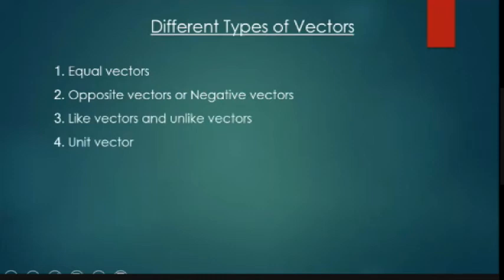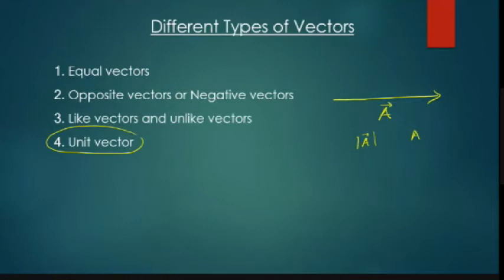Next, this is the most important one, that is called unit vector. So we will see what is unit vector. First, we will see the definition of unit vector. For example, this is my vector A. What is the direction of that vector? Along this one. How to represent the magnitude of this vector? There are two ways. I can represent just the magnitude of vector A like this, or if I simply write A, that means the magnitude.